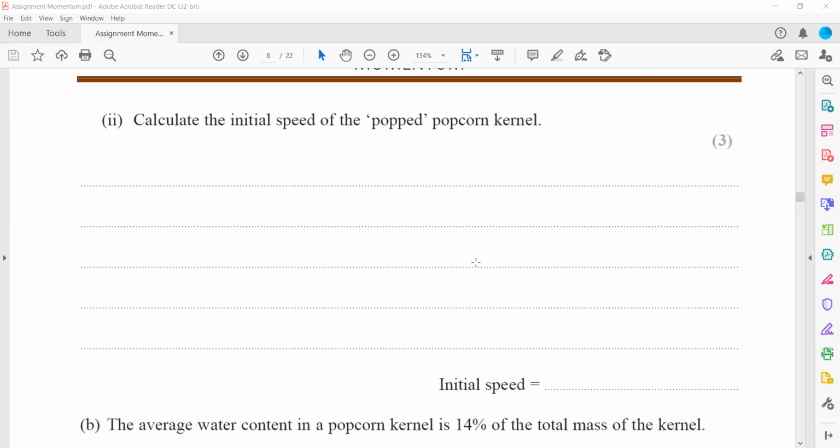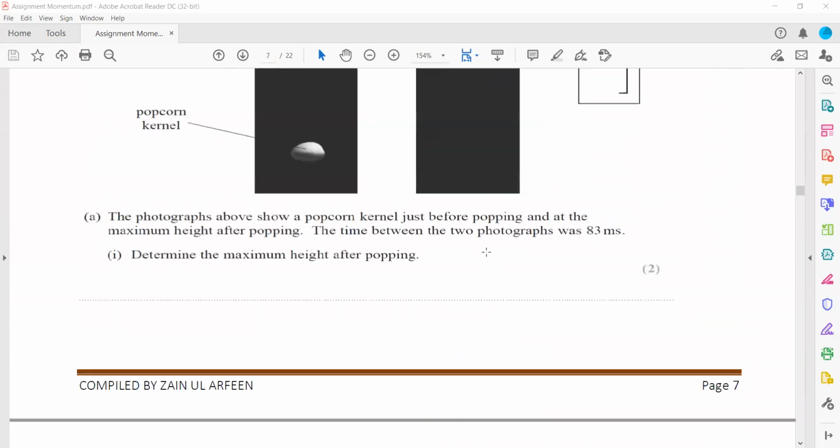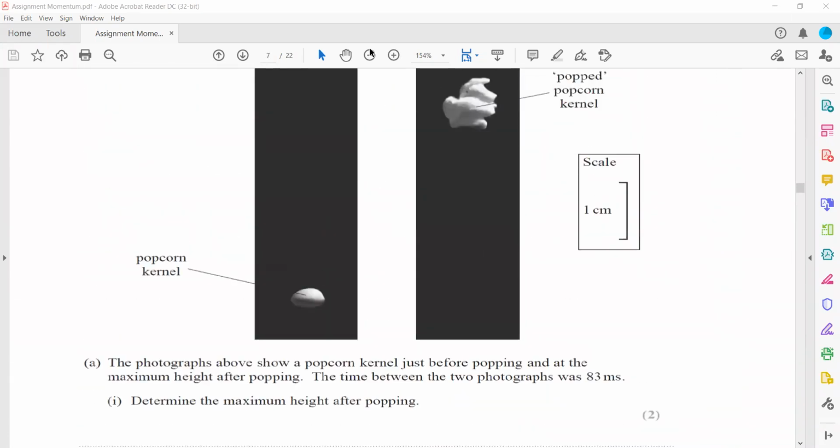Calculate the initial speed of the popcorn kernel. So we want to find the initial speed. We have the height. If we know the height, we will assume the potential energy. The kinetic energy is equal to the potential energy. There is no change. The height can be any number, according to your answer, you will write that measurement. But actually it should be 3.4 centimeters, or we can say 0.034 meters.